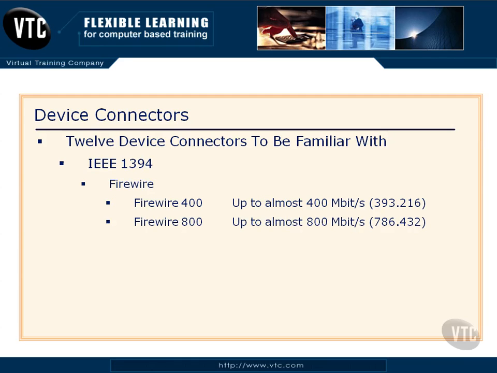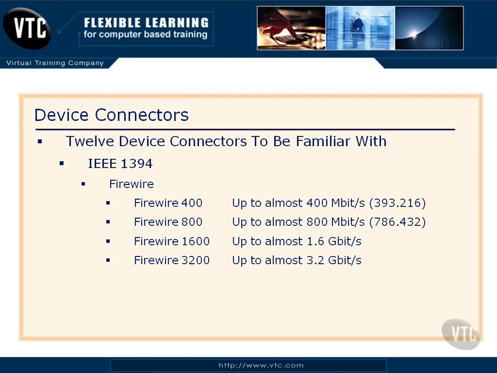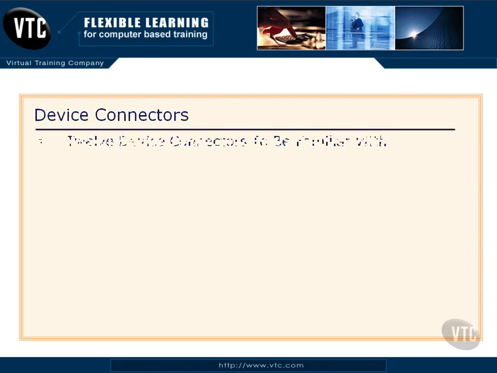FireWire 800, of course, doubled that. We always need something faster, right? And so this took it up to almost 800 megabits per second, 786.432 to be exact. And then just make sure that you're familiar with these next two. FireWire 1600 promised to take us up to 1.6 gigabit per second, and FireWire 3200 up to almost 3.2 gigabit per second. Now, neither one of these appeared on more than just a few devices. 1600 did. I don't think 3200 ever appeared on anything, but 1600 was on a few select Apple devices, but it never really took off, but you still could see these on the exam.